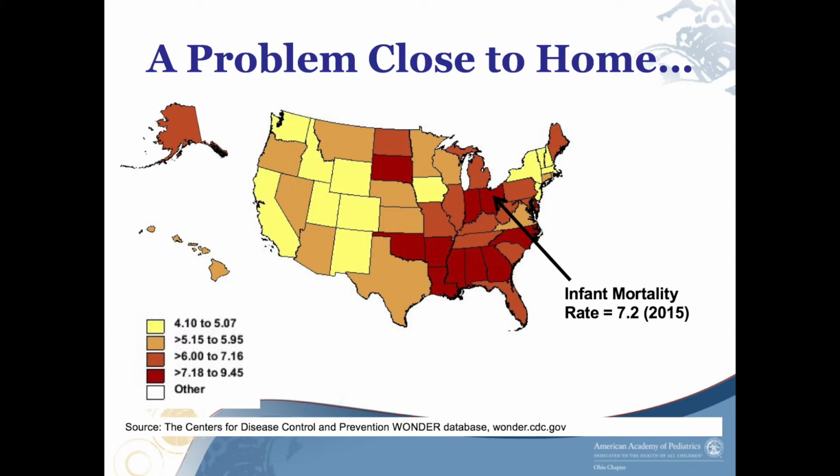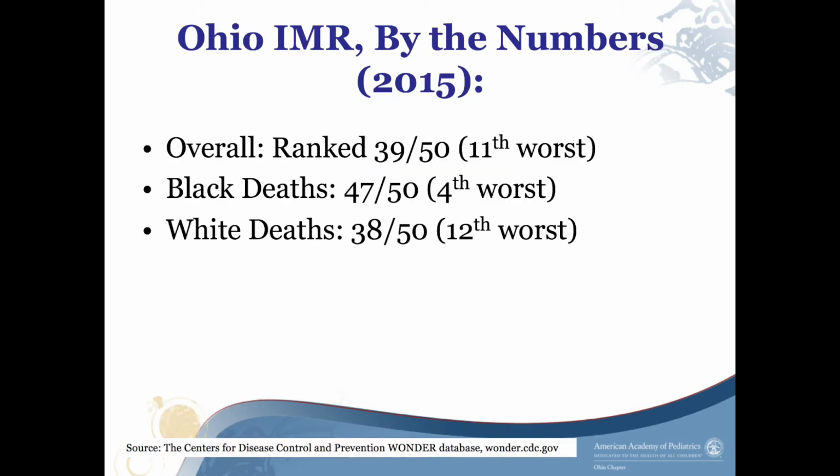When you zero in a little bit and go to Ohio, which will be on the next slide here, you can see the problem is still very close to home. I mentioned the infant mortality rate in the United States was 5.9. Here in Ohio, our infant mortality rate taken during the same time frame was 7.2. And actually, we are one of the worst in the United States as far as infant mortality rates. Overall, we are ranked 39 out of 50 for a statewide infant mortality rate, so the 11th worst.